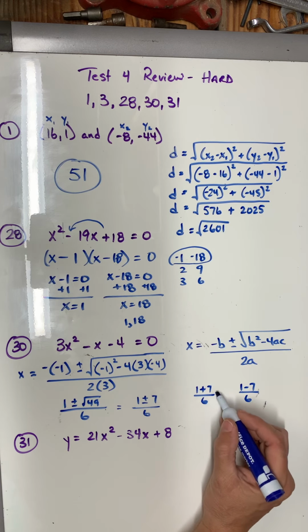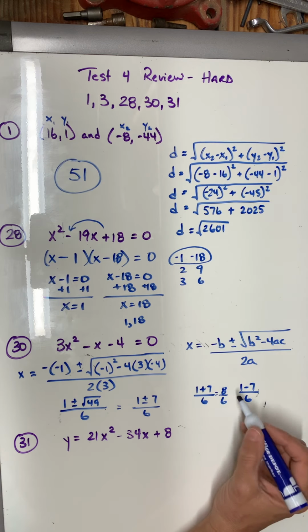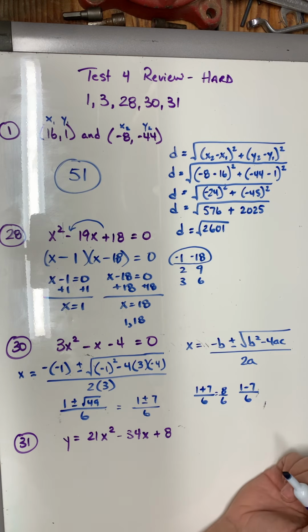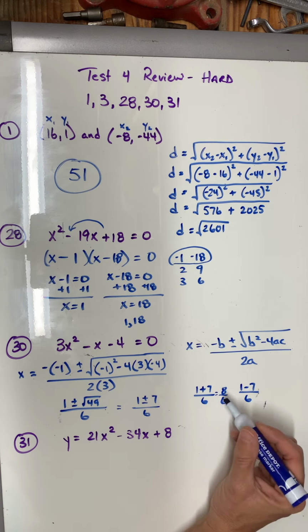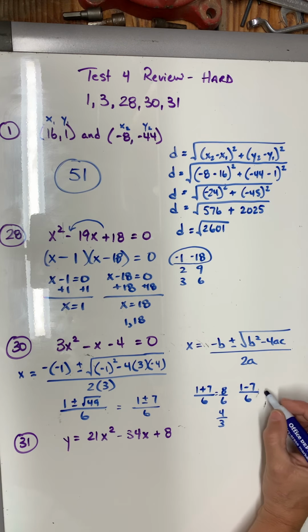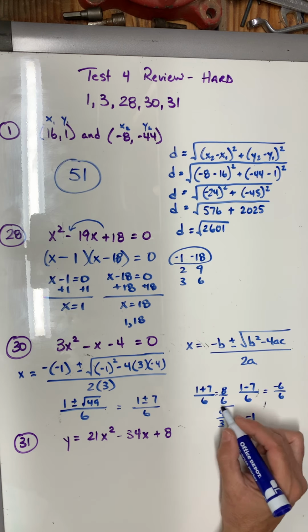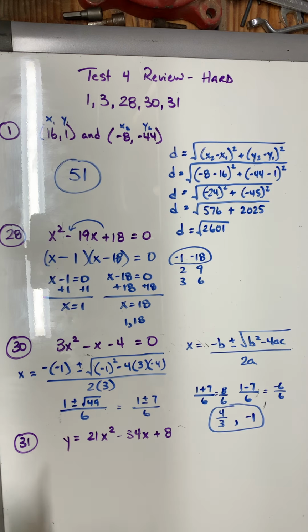Well, 1 plus 7 is 8 over 6. You're going to want to simplify that. You could put it in as a fraction. It'll spit it out as a mixed number, and then you convert it to an improper, so it ends up being 4/3. Then 1 minus 7 is negative 6 over 6, which is negative 1. So these are your two answers, 4/3, comma, negative 1.